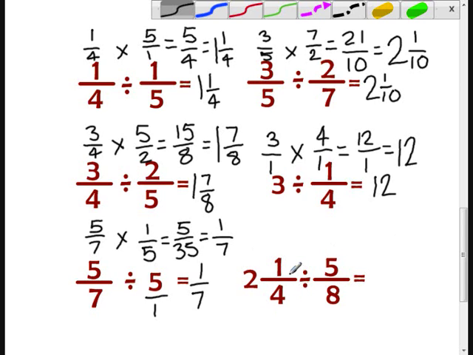Now for something completely different. We've got mixed numerals and a fraction. So what do we do? Well, we should know by now that you can't divide mixed numerals and fractions. They both have to turn into the same thing. And well, it's easy enough to turn this mixed numeral into a fraction.